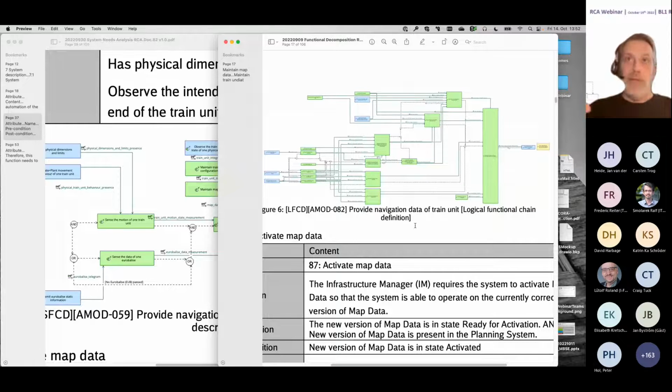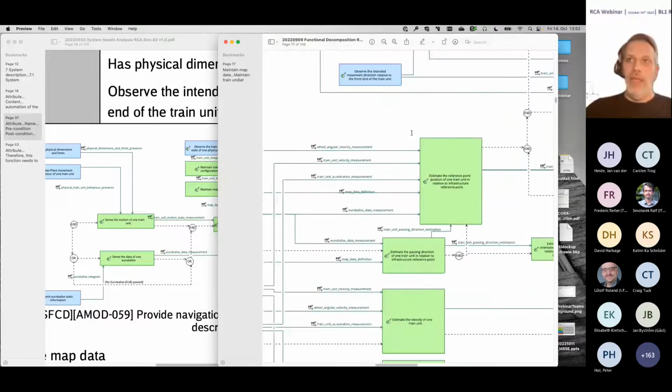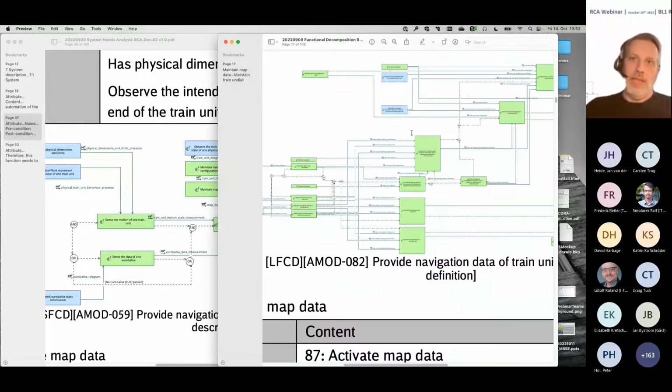But here we see that we have many more functions. I can zoom in a little bit. And this is because we split up the big system functions into much smaller logical functions, each representing one distinct processing step in the chain from input to output. And these smaller functions are then allocatable to the real subsystem architecture, which comes in the next step, right?